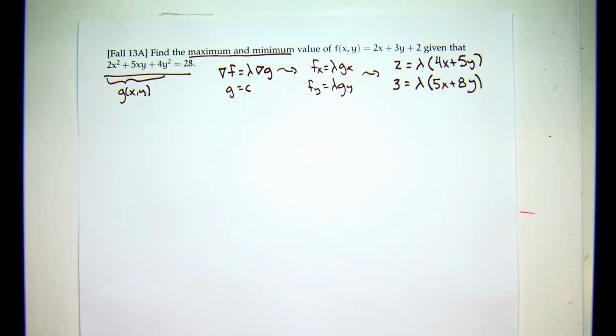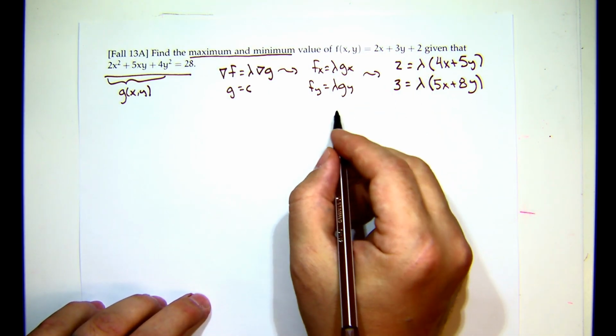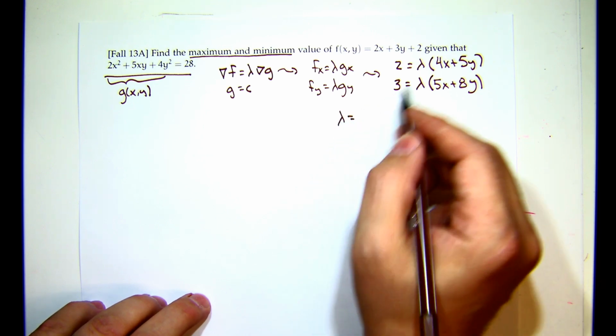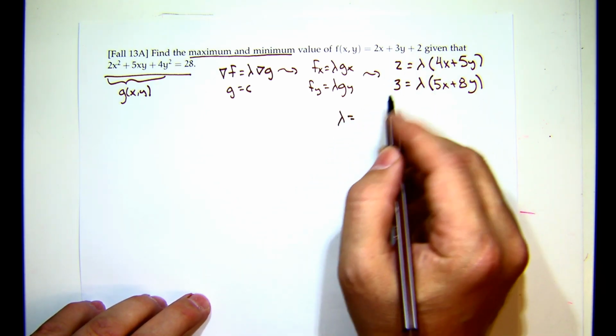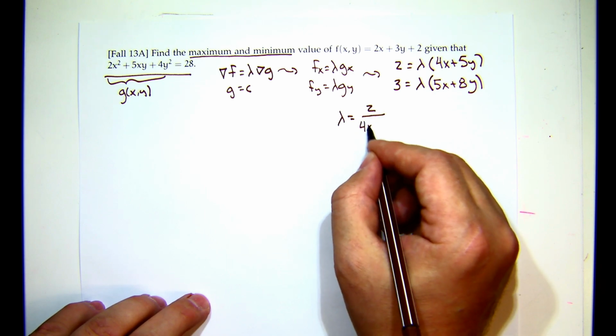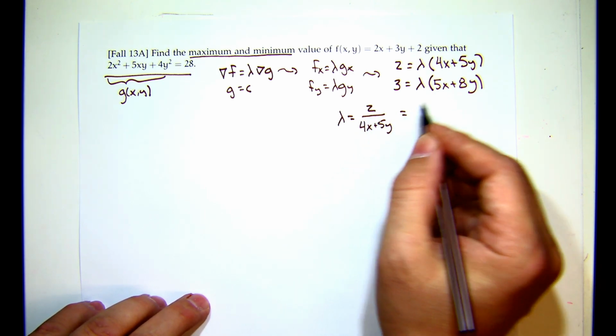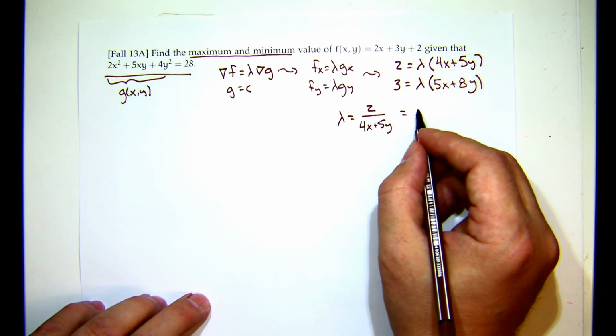Now, here's the thing. We don't really care about lambda. We care about x and y. But we have to solve for x and y, and somehow we have to use lambda. So, what should we do? Yeah, when in doubt, and hopefully you'll have lots of doubts, but when in doubt, solve for lambda. It works really, really well. It's like the ideal thing to do. So what do I mean? Well, we get that lambda, if I take this first equation, is 2 divided by 4x plus 5y. From the second equation, it would be what?